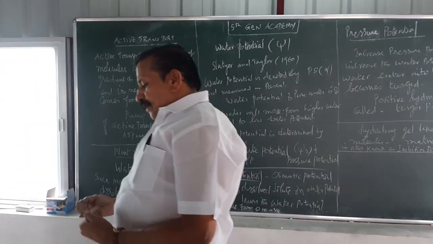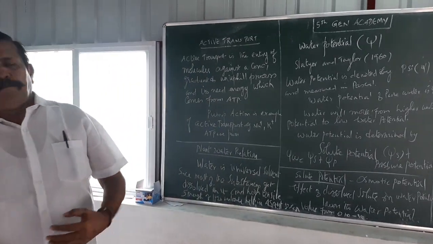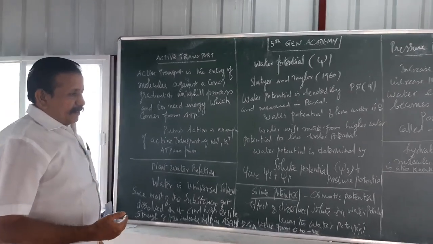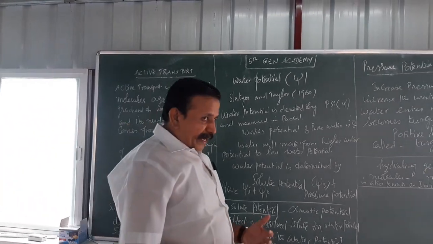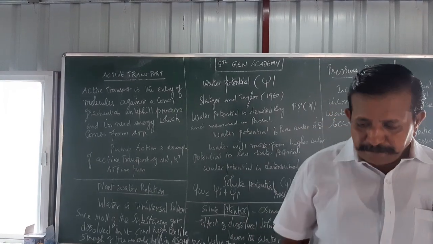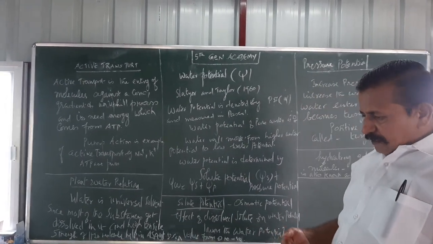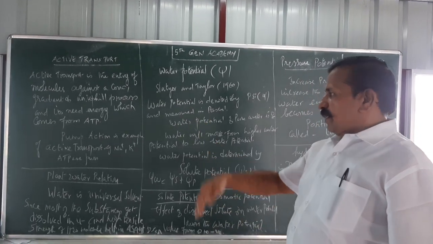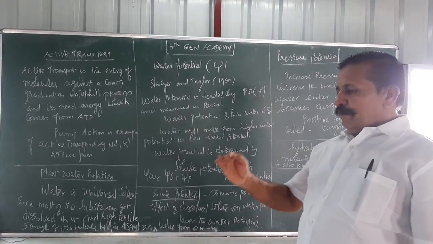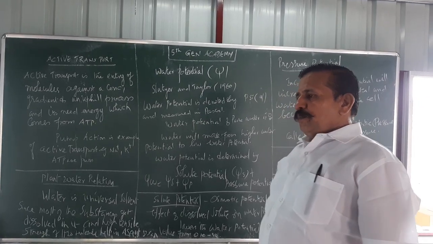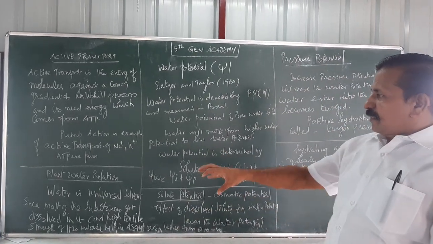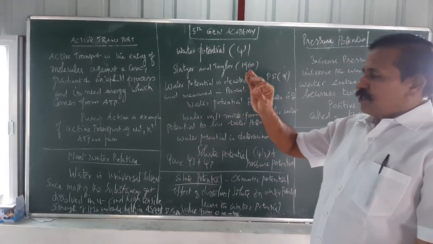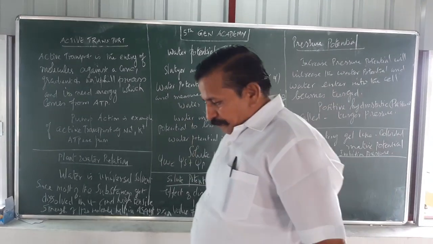Another important point: the best example of active transport is pump action. Later we will see what pump action is and how molecules enter the cell through pump action. Such an important process can be seen later. Pump action is an example of active transport, for example, Na plus K plus ATPase pumps.